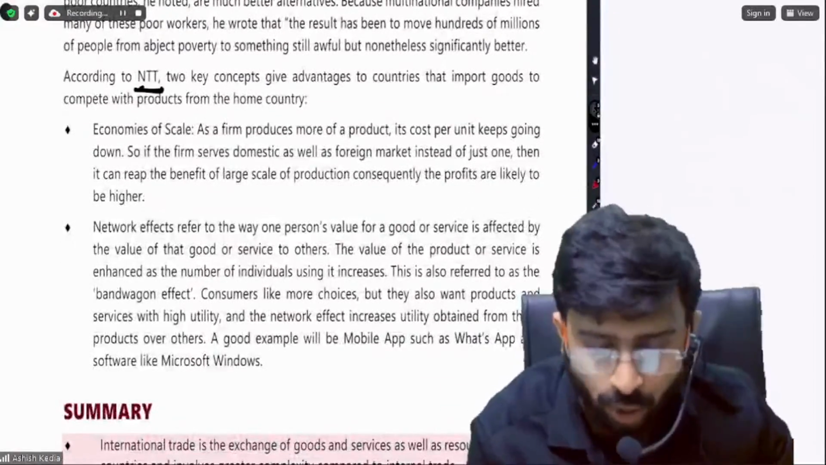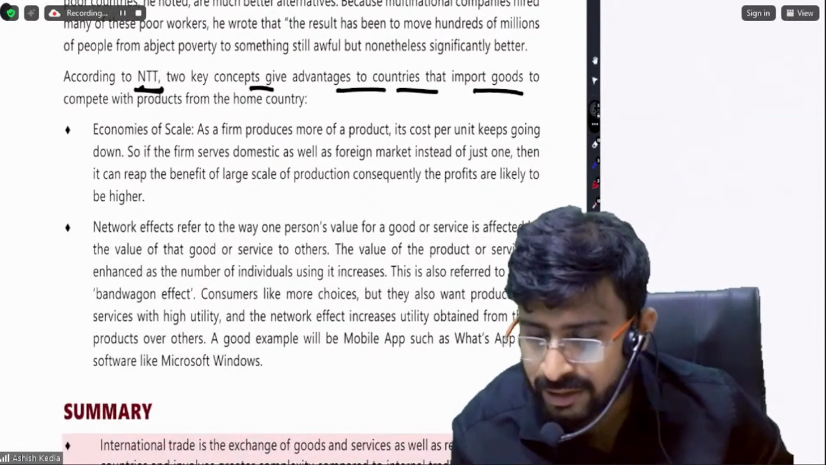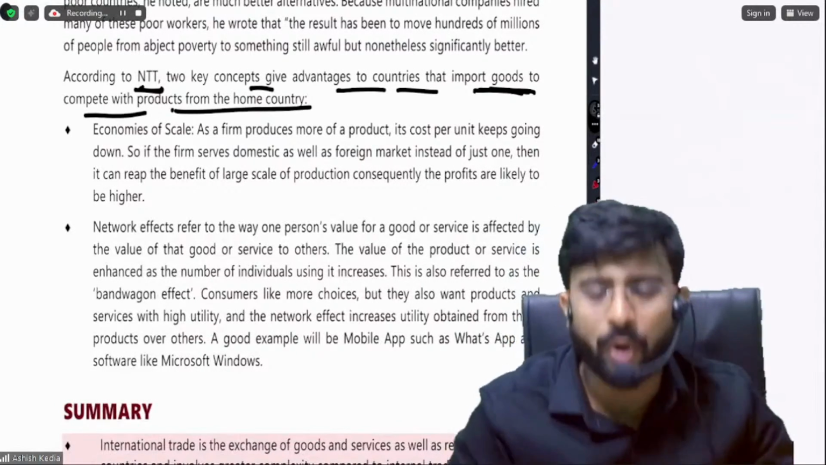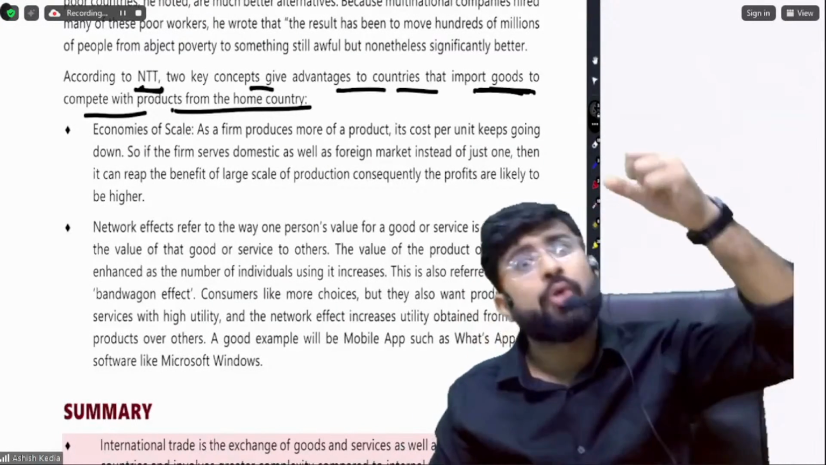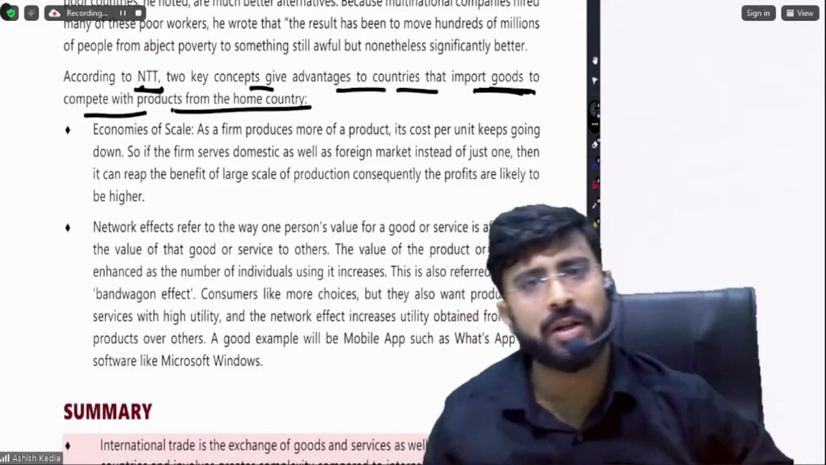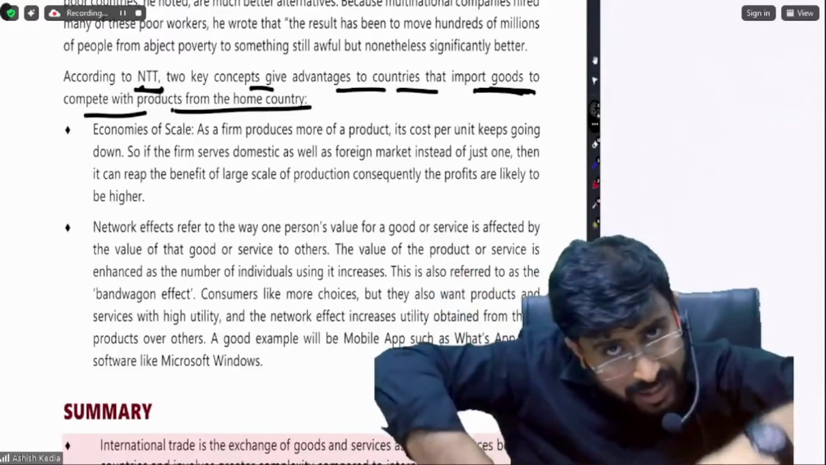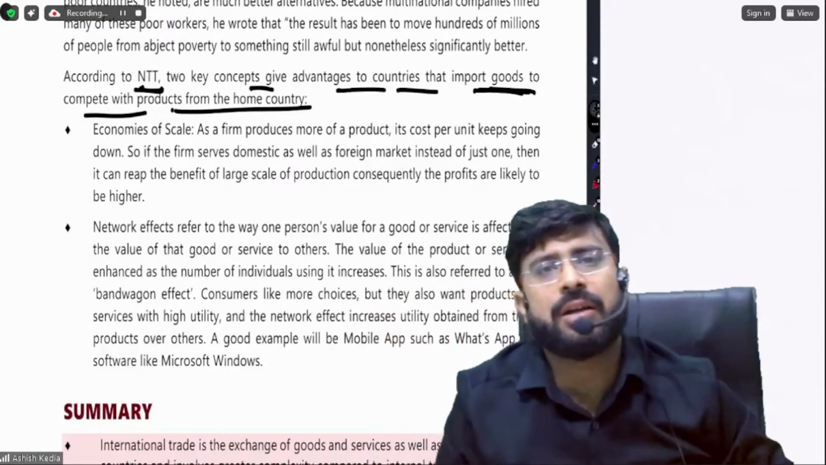According to new trade theory, a very important concept is that it gives advantages to a country that imports goods to compete with products from the home country. So if we are importing, why? So that products in our country face competition. हम लोग इसलिए इंपोर्ट कर रहे हैं कि हमारी कंट्री में जो ऑलरेडी प्रोडक्ट्स बन रहा है उनका कंपटीशन लगे.